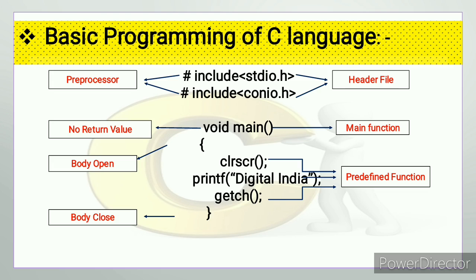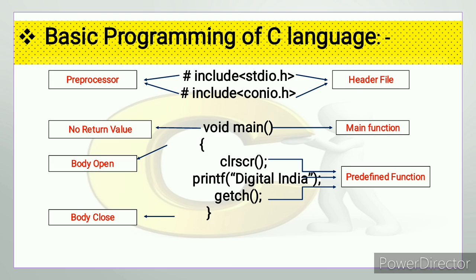Then we go through the void. What is void? Void is a keyword. It indicates no value is returned by the function. Then main. What is main? Main is a function which is called the entry point of any program. The execution of any program starts from the main function. Then clrscr. Clrscr stands for clear screen. Actually it is a predefined function which is used to clear the output screen. If we do not use clrscr, then the display screen shows some garbage value.